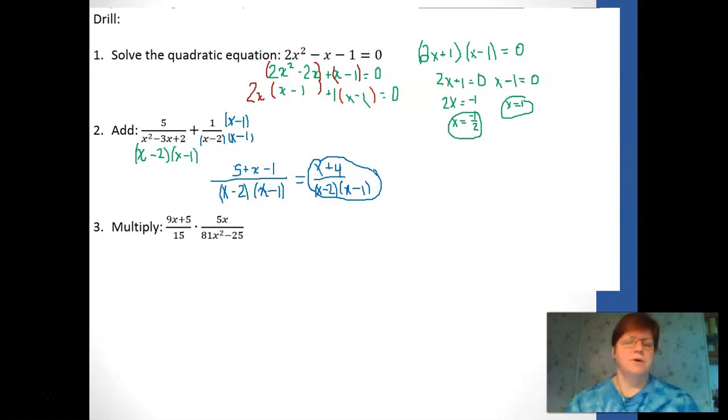Then for number 3, we're multiplying. In order to multiply this, we see what we can factor. 9x minus 5 doesn't factor, so that just stays. 9x plus 5 divided by 15 times our 5x. And then our denominator is a difference of two squares, a perfect square minus a perfect square. So that's a 9x plus 5 and a 9x minus 5.